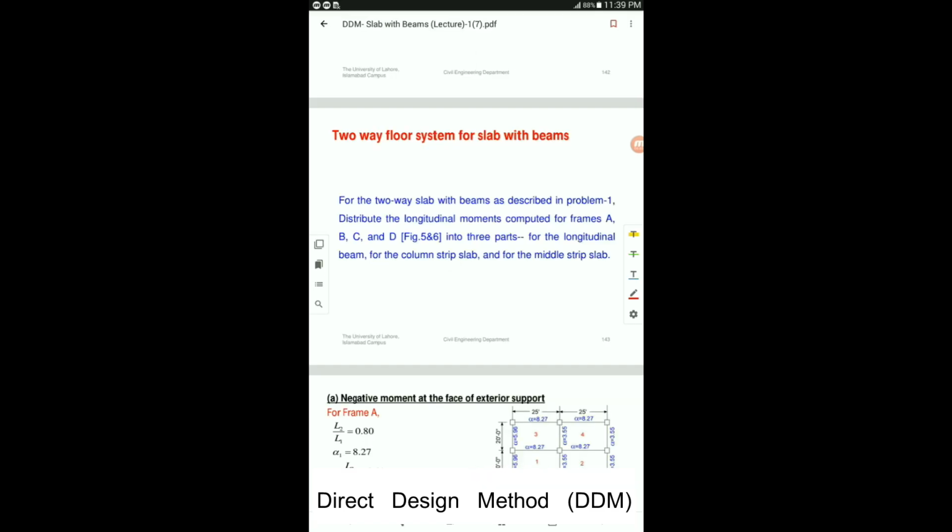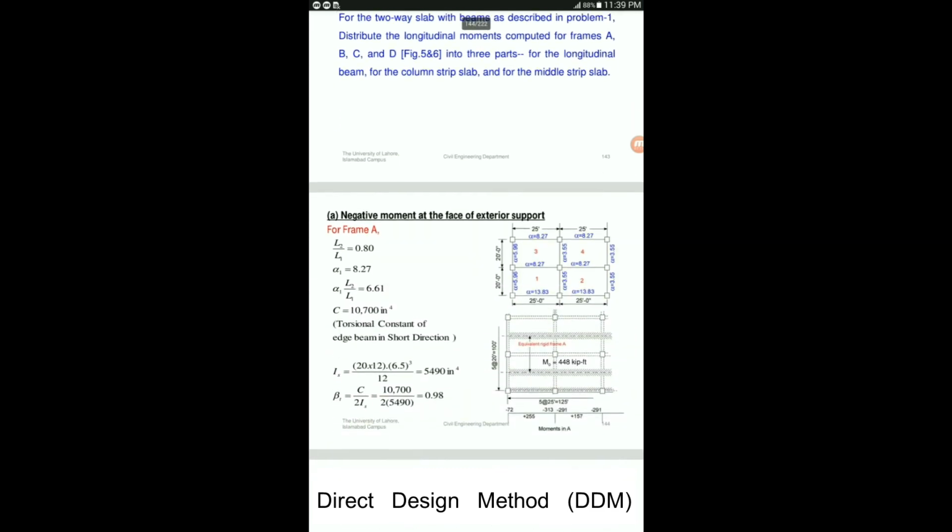So coming back to the numerical, for the two-way slab with beam as described in problem 1, distribute the longitudinal moments computed from frames A, B, C and D into 3 parts. For the longitudinal beams, you have to find the moments which are going to beams, for the column strip slabs and for the middle strip slab. These are the 3 points we need to find. So we will start with the negative moment at the face of exterior support. We remember that exterior support means I'm doing a transverse distribution of moments for location 1. So I'm going to consider this is basically at this point.